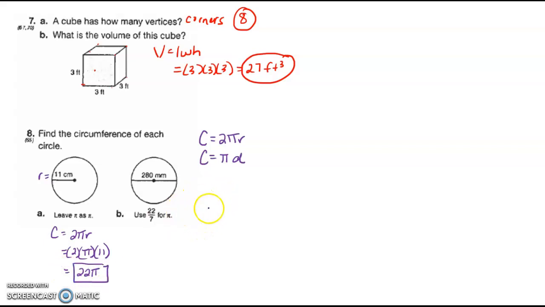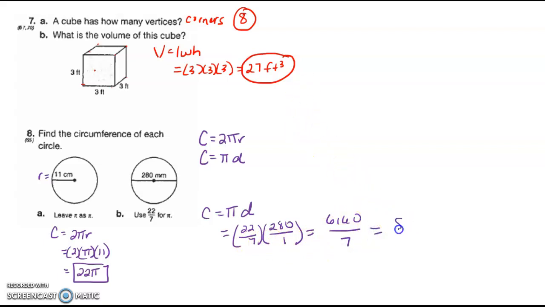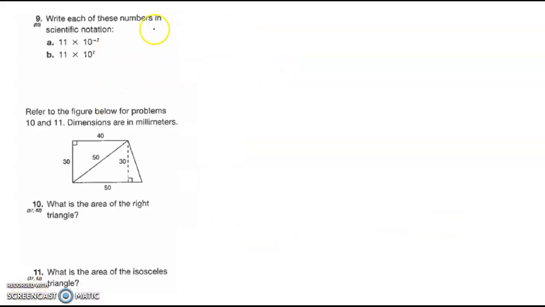Okay. And then for b, I'm going to use the pi d formula for circumference. And it wants me to use the fractions. So I have 22 over 7 times the diameter, which is 280 over 1. If I multiply that out, let's see, 22 times 280. And then 7 times 1 is 7. And then I divide that. I get 880 millimeters.